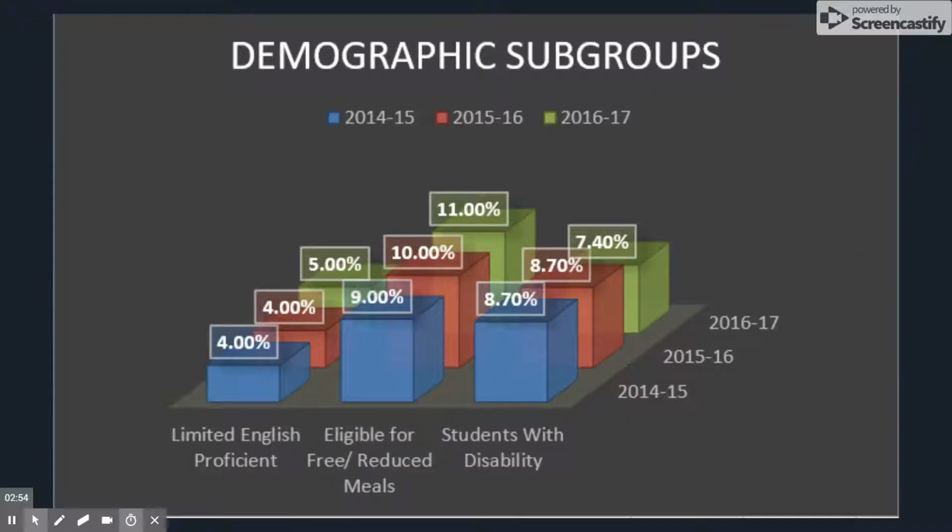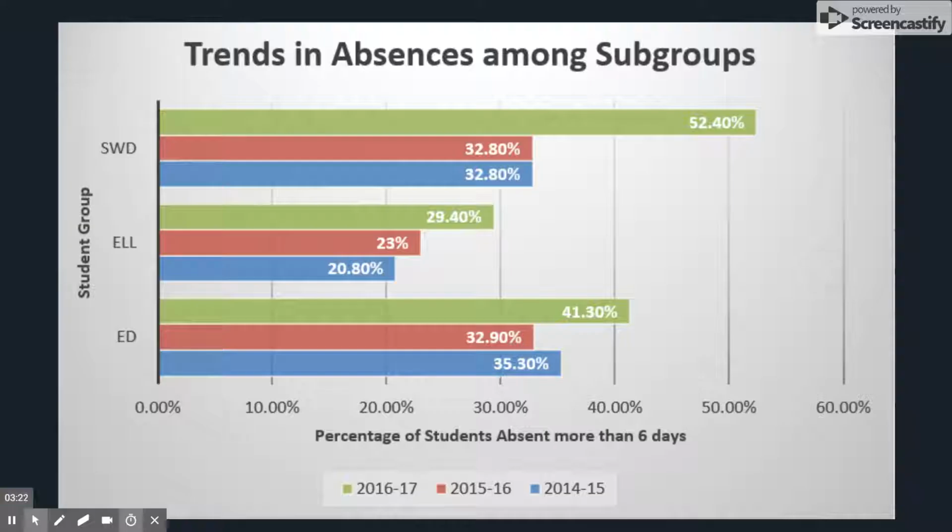And just as a reminder, these are the demographic subgroups that we're going to look at a little more closely as far as attendance goes, and also milestones data. Our limited English language learners has increased by 1%. It makes up about 5% of our population. The students who are eligible for free and reduced lunch has been steadily increasing, and it has increased this year too in 2018. And students with a disability, that number has just slightly decreased.